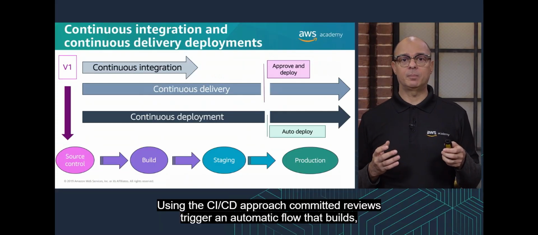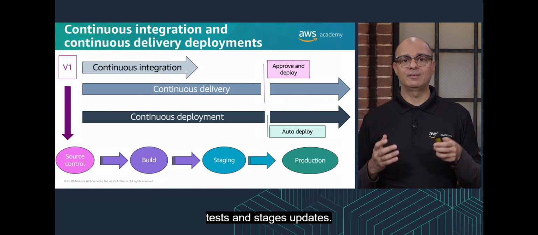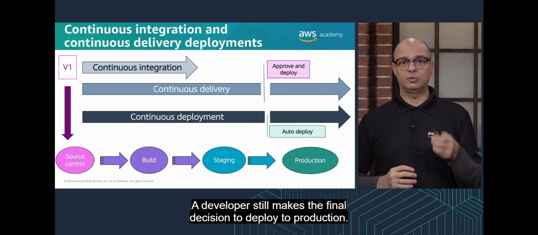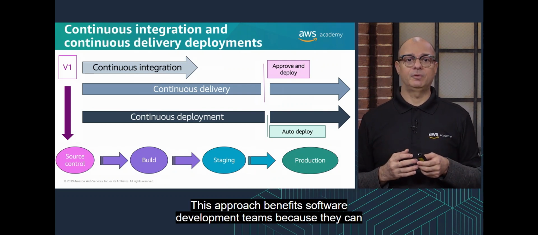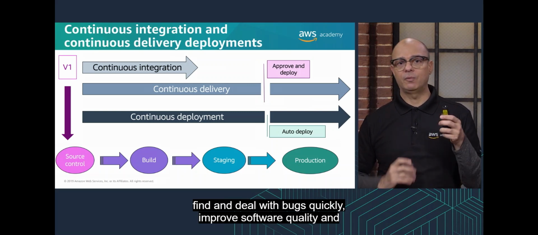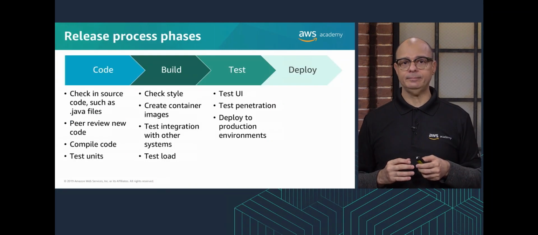Using the CI/CD approach, committed reviews trigger an automatic flow that builds, tests, and stages updates. A developer still makes the final decision to deploy to production. This approach benefits software development teams because they can find and deal with bugs quickly, improve software quality, and reduce the time it takes to validate and release new software updates.